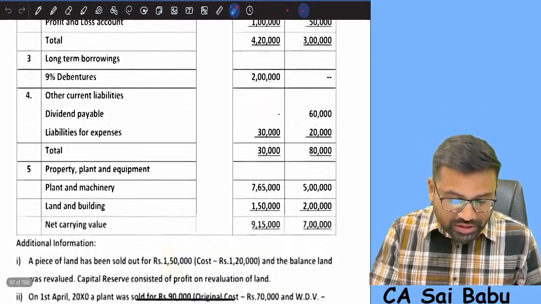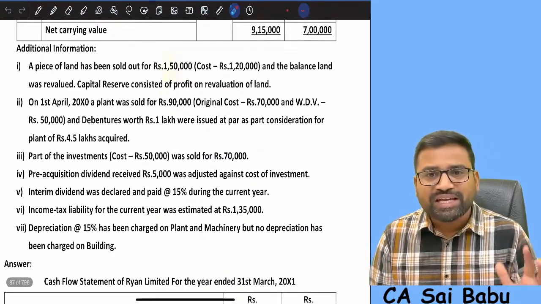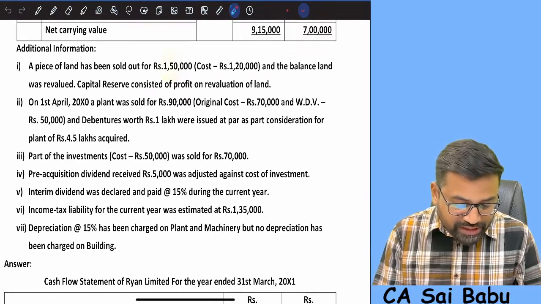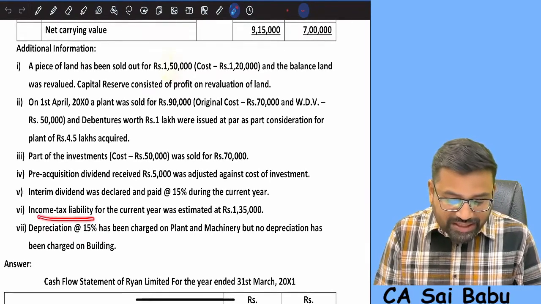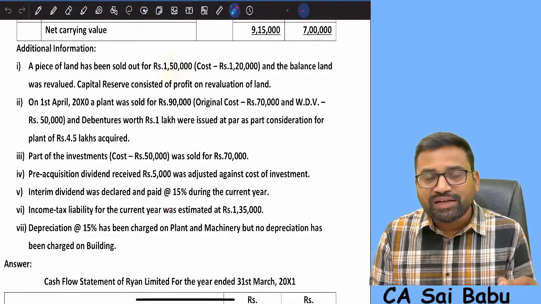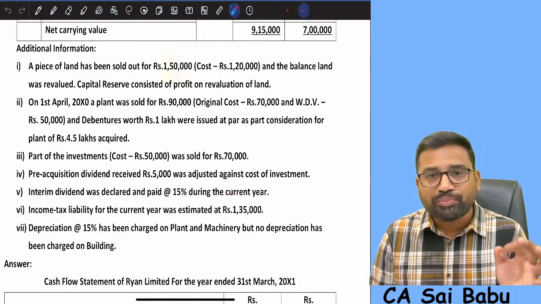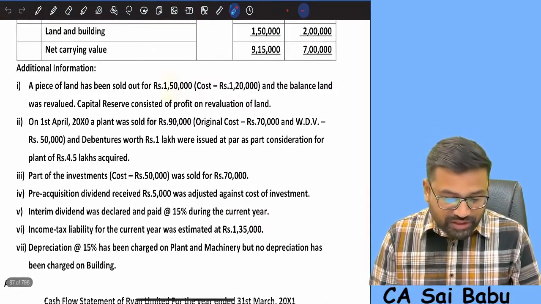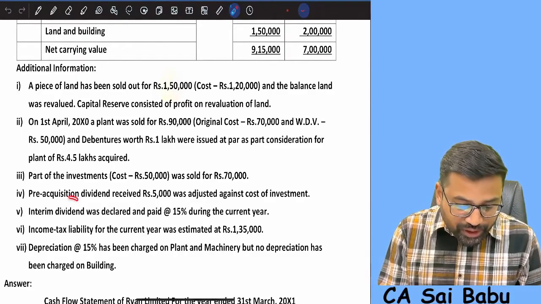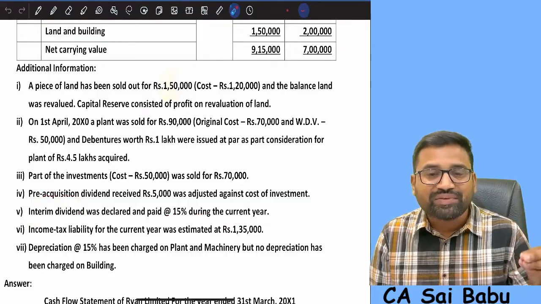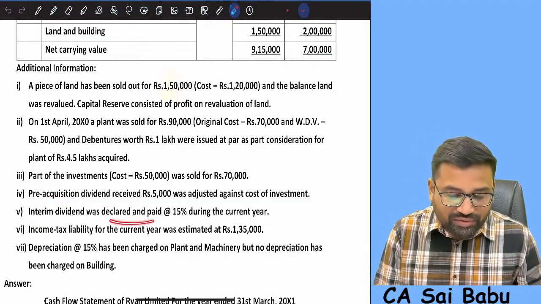So ignore. Next, provision for tax. Was any provision for tax made from the current year profits? If you look at the additional information, sixth point, they have given income tax liability for the current year, 1,35,000. That means this liability of the current year, provision is created from the current year profits obviously. So 1,35,000 is an appropriation from current year net profit. So add back to that difference 50,000. And also you see fifth point, interim dividend was declared and paid during the year. So obviously dividend is declared from the current year profits. So this is also one of the appropriations.